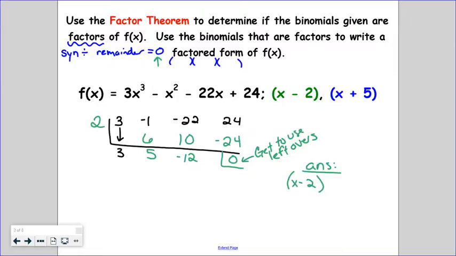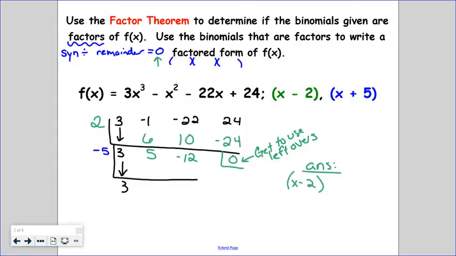So now I go to synthetic division a second time, just using my leftovers. And I try out the other option, x plus 5. So again, that's the factor. I put the 0 out here. If it's an x plus 5, the 0 is negative 5.